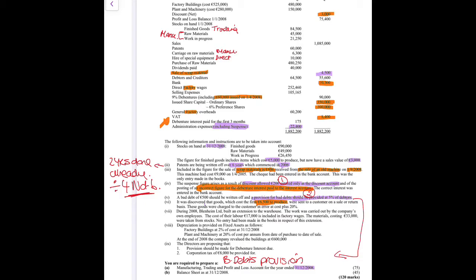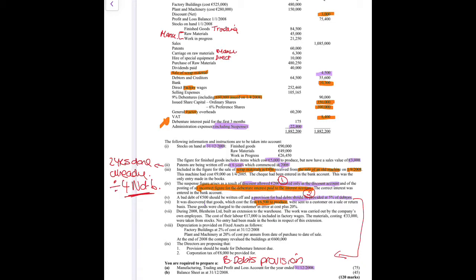Okay, and you cannot record the sale before it happens. So you need to remove it from your debtors and remove it from your sales at the selling price and add it back into your stock at cost price. Okay, you are given the cost price, you're going to have to calculate what the selling price was.